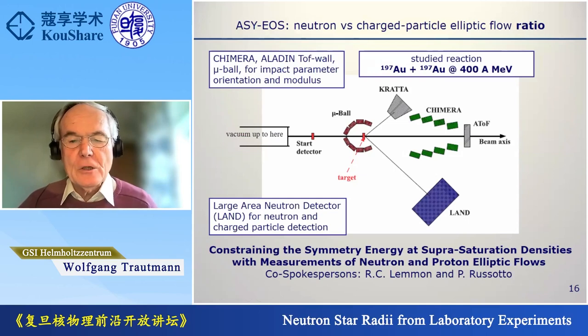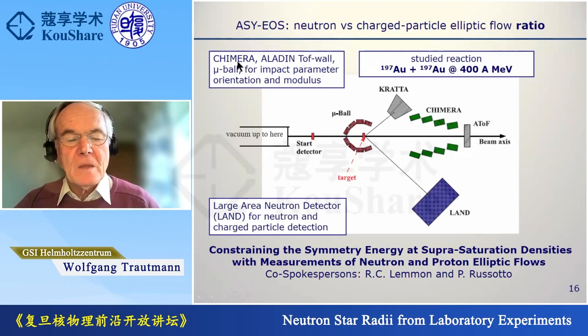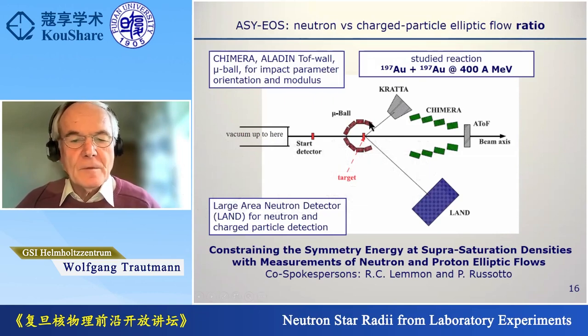And the orientation of the reaction plane here was determined with an Aladdin-Toff wall and with the Chimera rings that had come from Catania, and also with the Microball around the target coming from Washington University in St. Louis.